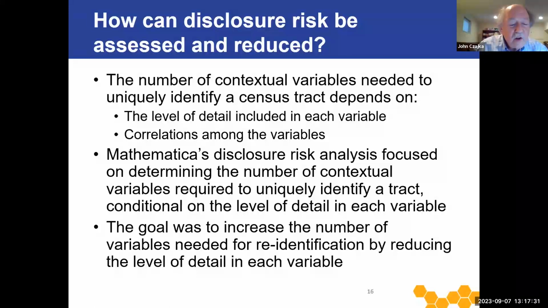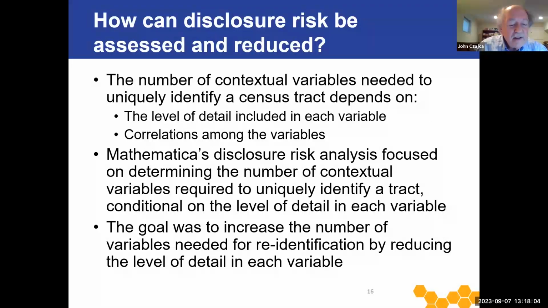Two, correlations among the variables, which directly affect how much new information each variable adds. For example, if 2 variables are perfectly correlated, the second variable adds no additional information. On the other hand, if 2 variables are poorly correlated, the extra variable adds quite a bit of additional information. So the lower the correlation among variables, the fewer variables are needed to uniquely identify a location.